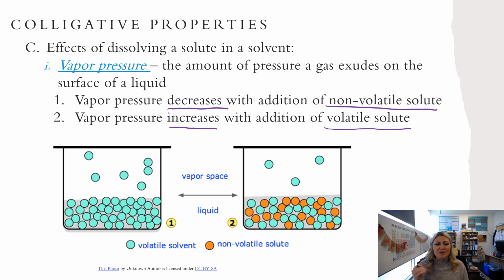If you're adding something that readily escapes to the vapor phase, that's going to increase your vapor pressure. You're going to have more of that substance in the gas phase above the liquid. So here we see a volatile solvent, it's able to escape to the gas phase. As soon as you add that non-volatile solute, those orange bubbles, we get less that's able to escape into that vapor phase.